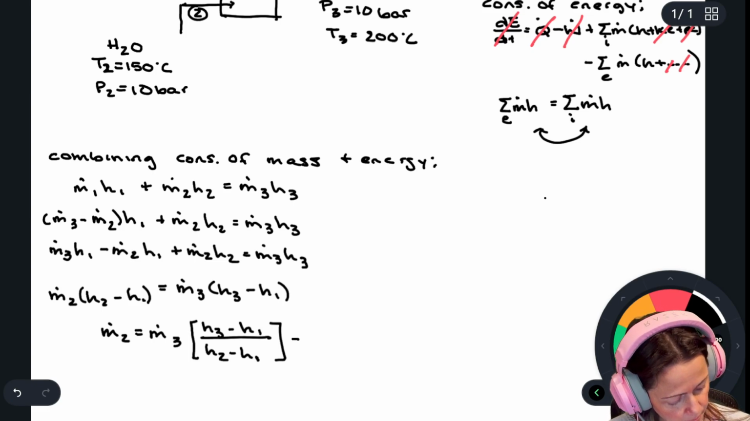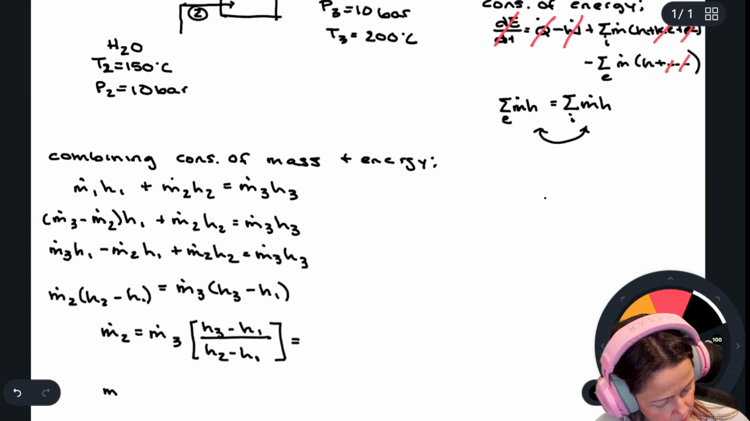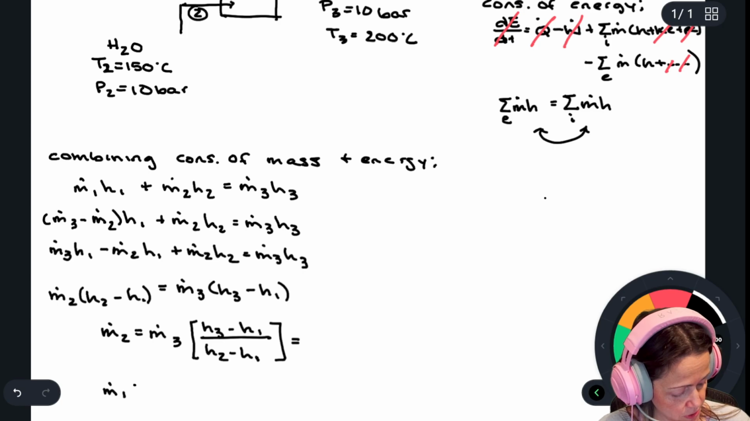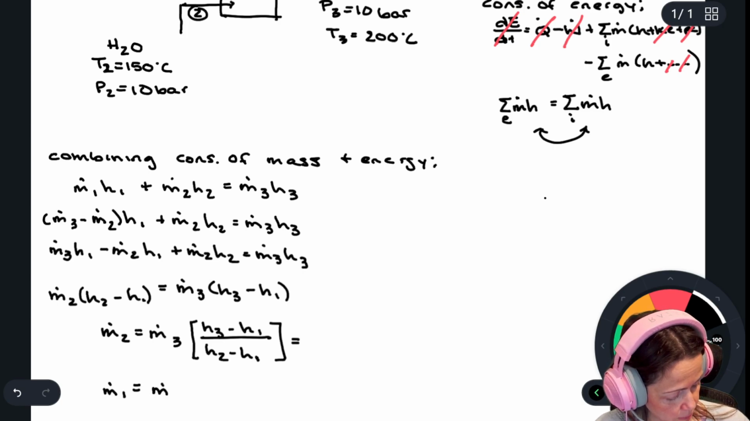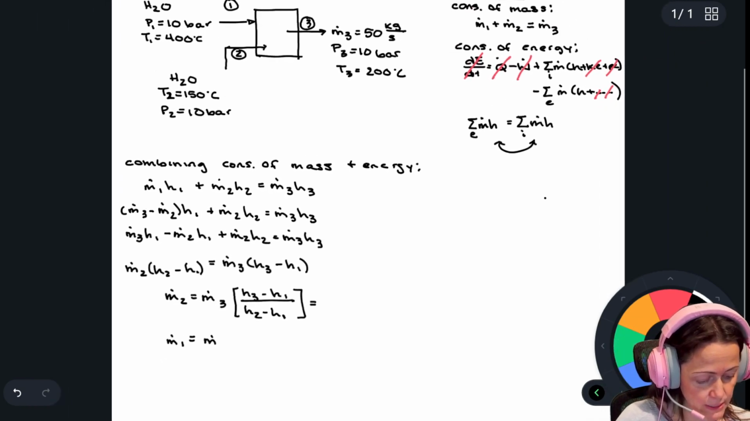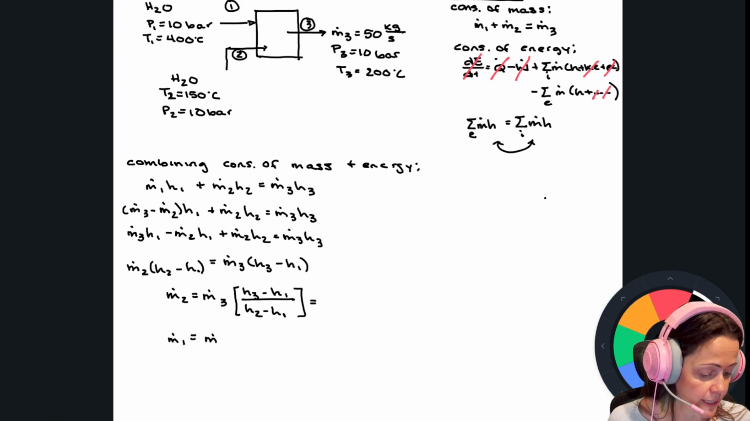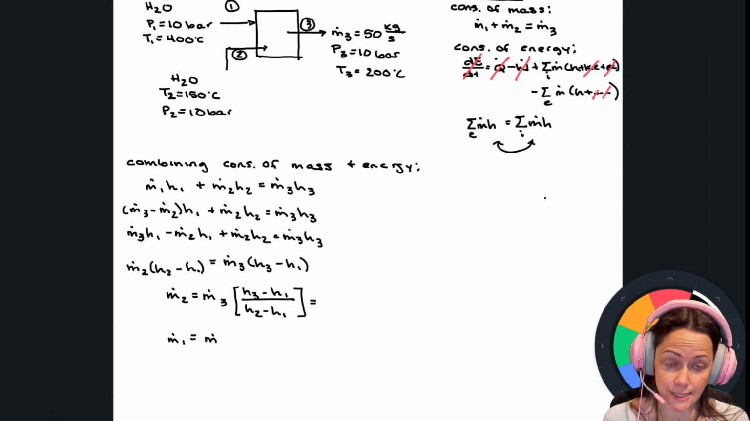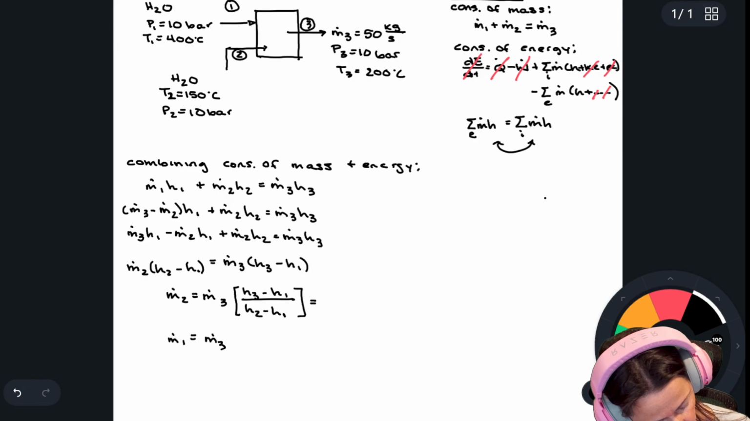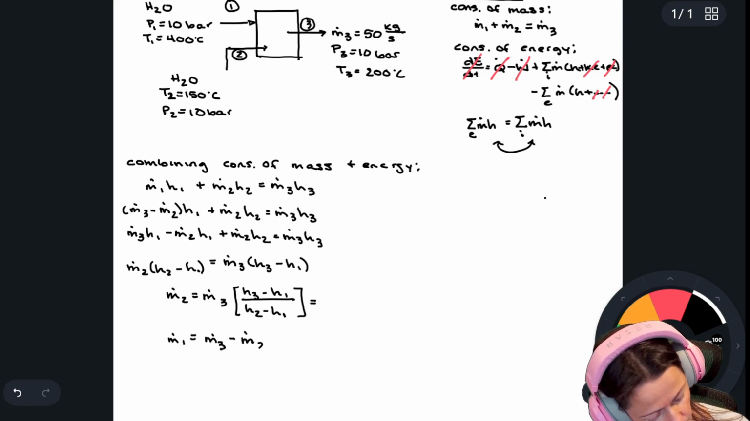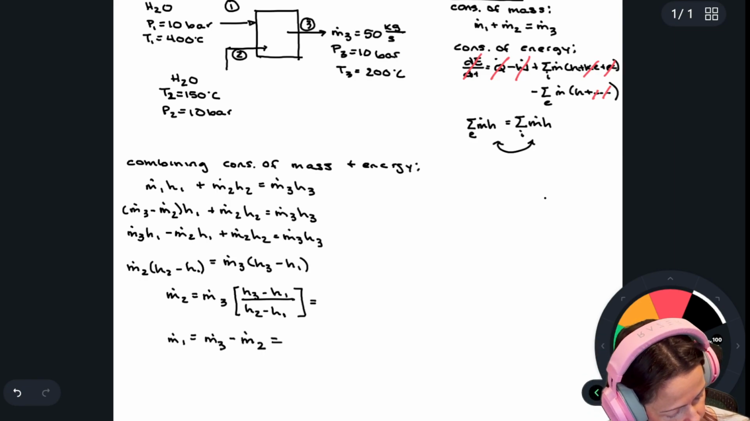And then of course I know that m dot 1, which is the other thing that I need, comes from the conservation of mass up there. M dot 1 is just m dot 3 minus m dot 2. All right, so I'll highlight that's what one answer is going to be, and that's what the other answer is going to be.